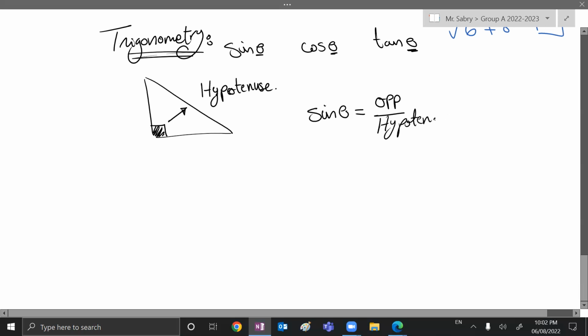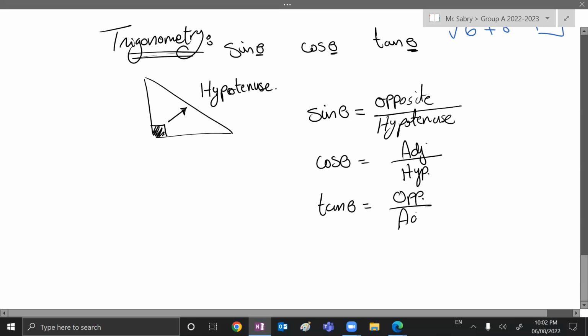These are things that must unfortunately be memorized. The sine of any angle is equal to the opposite over the hypotenuse, while the cosine of any angle is equal to the adjacent over the hypotenuse. And the tan of any angle is equal to opposite over adjacent.